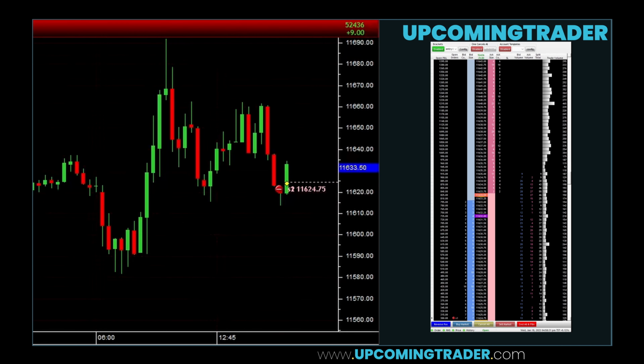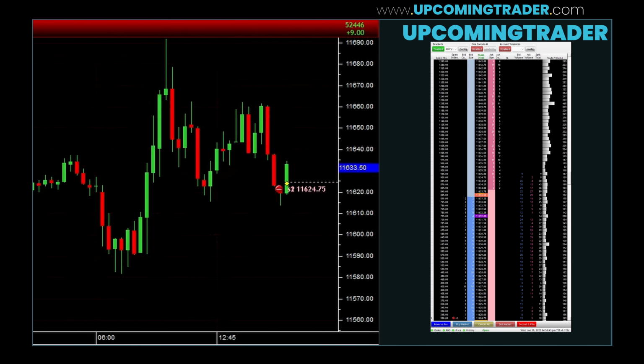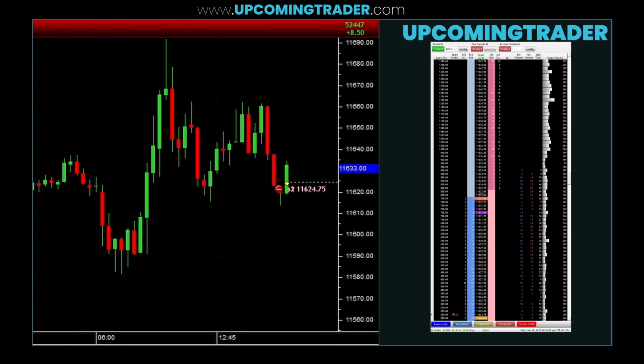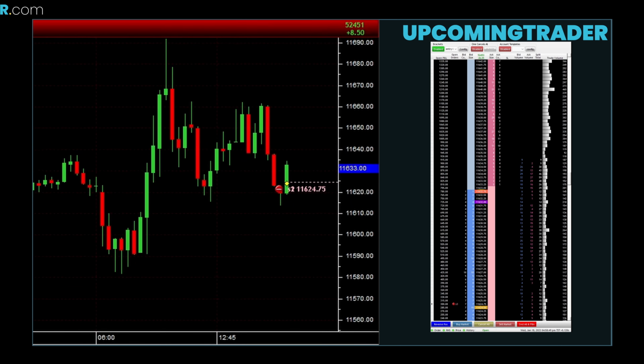Each TPO chart is made up of letters or blocks that represent specific times, like 30 minutes, for example. The more letters or blocks that are stacked at a particular price level, the more time was spent there. This makes that level significant. These levels often show us areas where buyers and sellers have decided prices are fair and worth their attention.